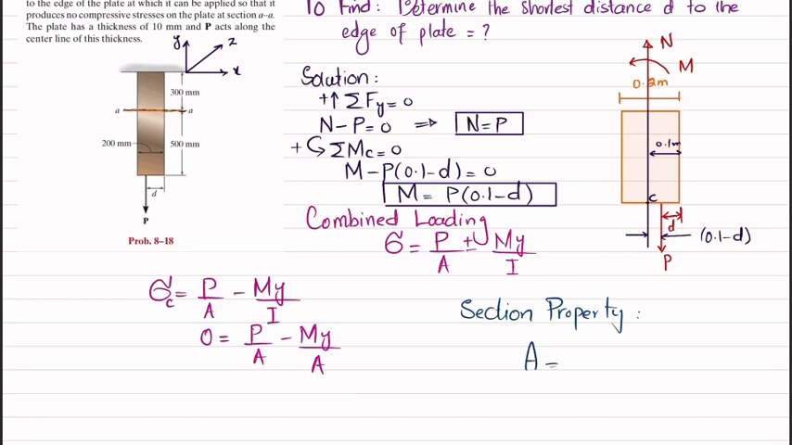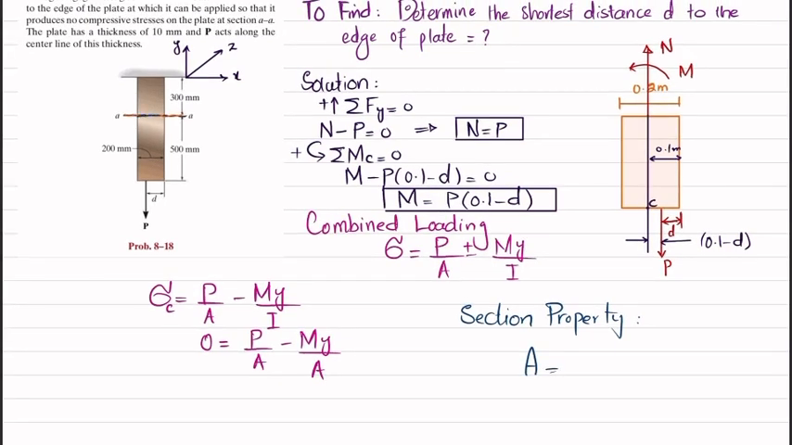So area is equal to, now this is the plate having width 200 millimeter and thickness is given as 10 millimeter. So this is the thickness, 10 millimeter. So this area will be equal to 200 millimeter, which is 0.2 meter, and thickness is 10 millimeter, which is 0.01 meter. So when you multiply it, you will get the area, or area will be 0.2 into 0.01, and the unit will be square meter.